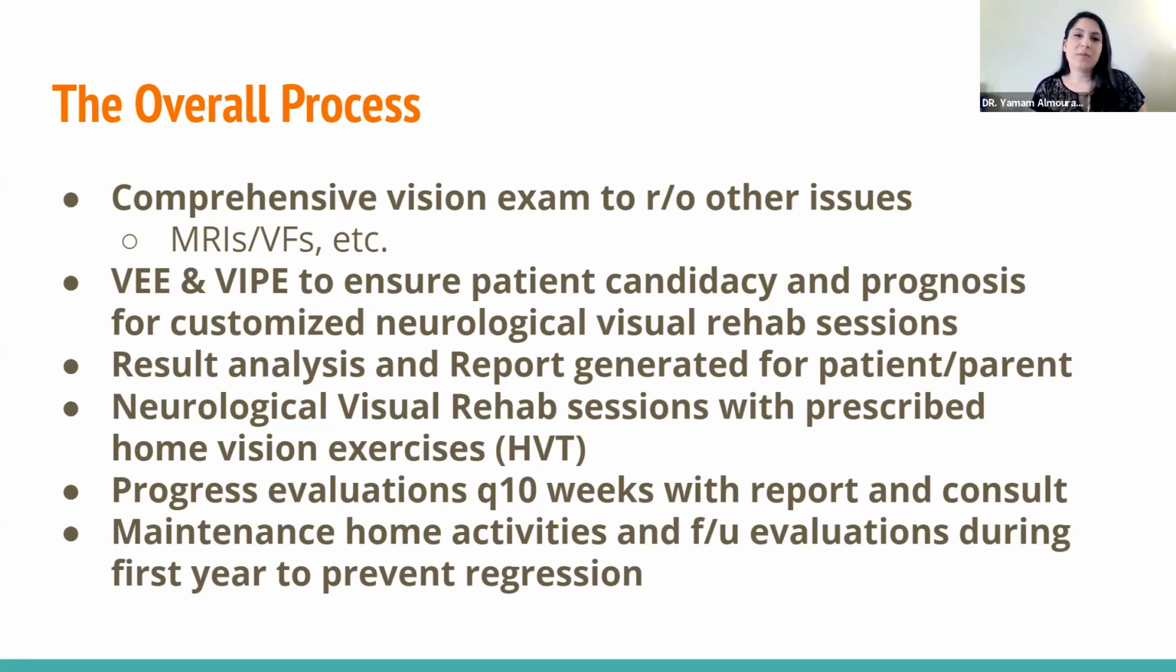And then the rest of the week, the patient does home exercises. And that repetition of home exercises is key in order to learn a new skill. So it takes the visual system about 10 weeks of repetition to learn a new skill. And that's why every 10 weeks or 10 sessions, I do a progress report.